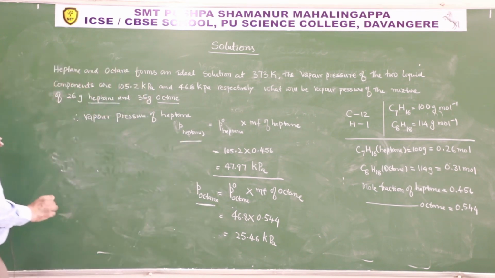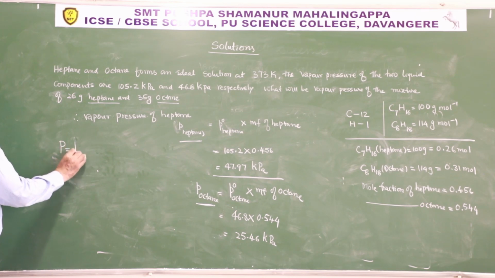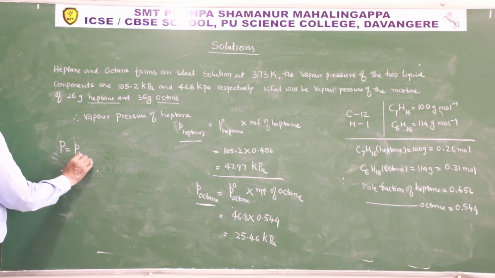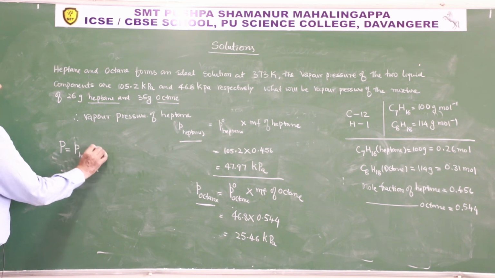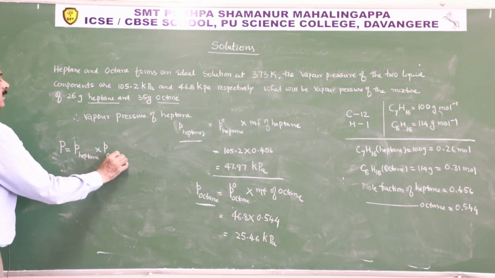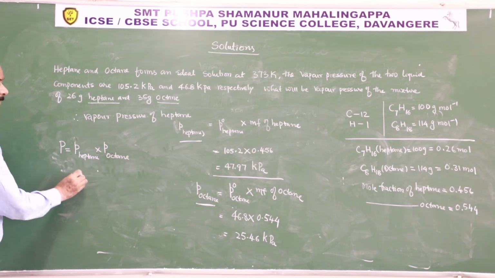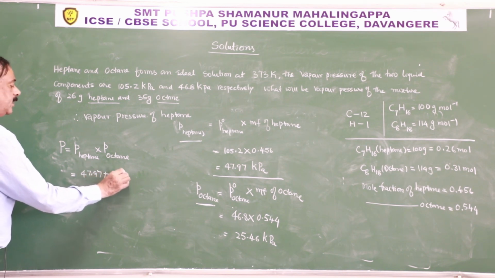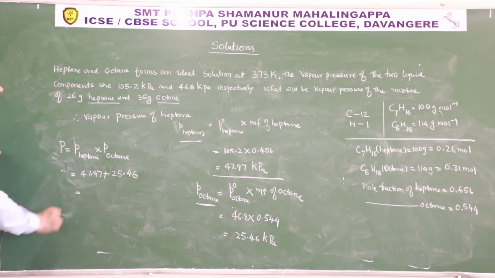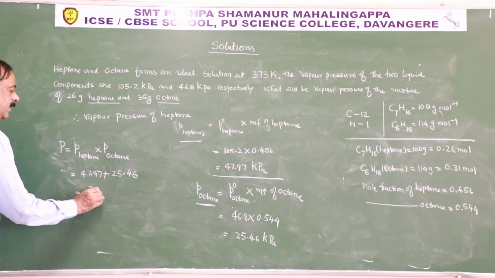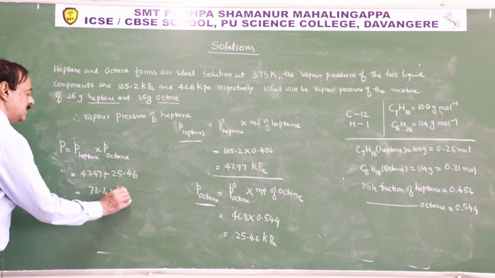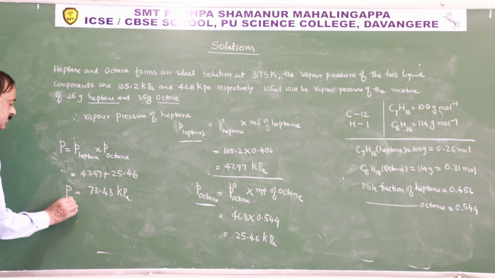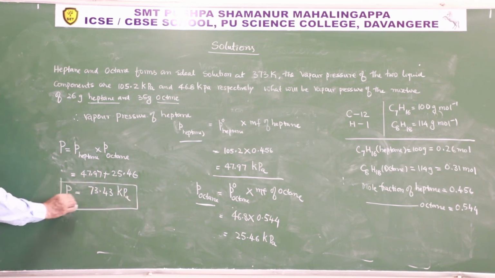This is partial pressure of the heptane. Therefore, total pressure is given by partial pressure of the heptane plus partial pressure of the octane, that is equal to 47.97 plus 25.46. The total value would be 73.43 kilopascal. That is the total pressure of heptane and octane when both are mixed. These are the numericals.